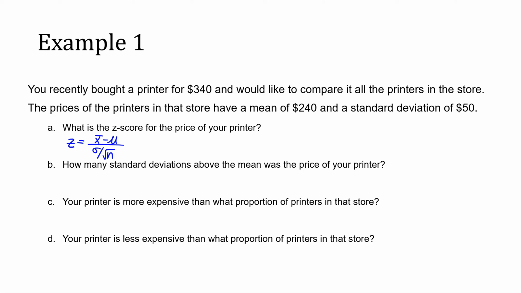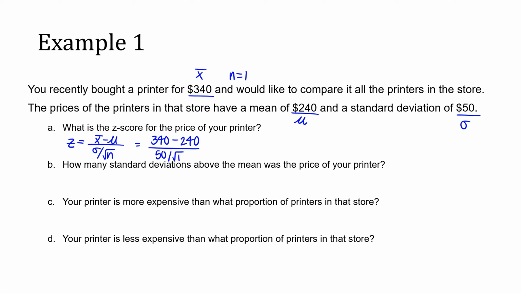We bought a printer for $340, so this is going to be the mean of my sample. I would like to compare to all the printers in this store, which has a mean of $240. So this is going to act as my population mean. My standard deviation is sigma, $50. And lastly, what is n? N is going to be equal to 1 because I happen to only have one printer for the cost of $340.